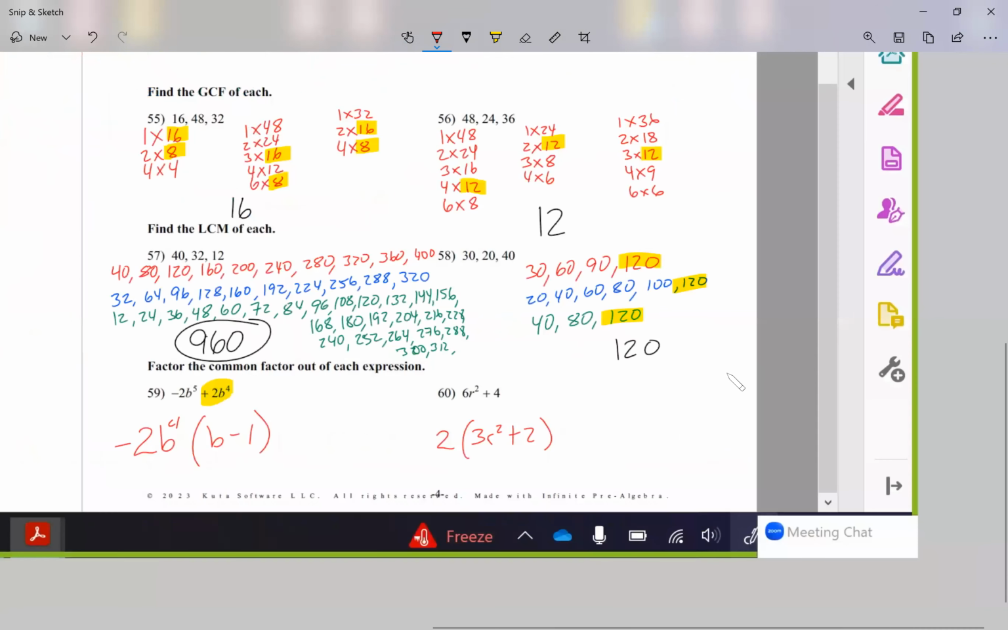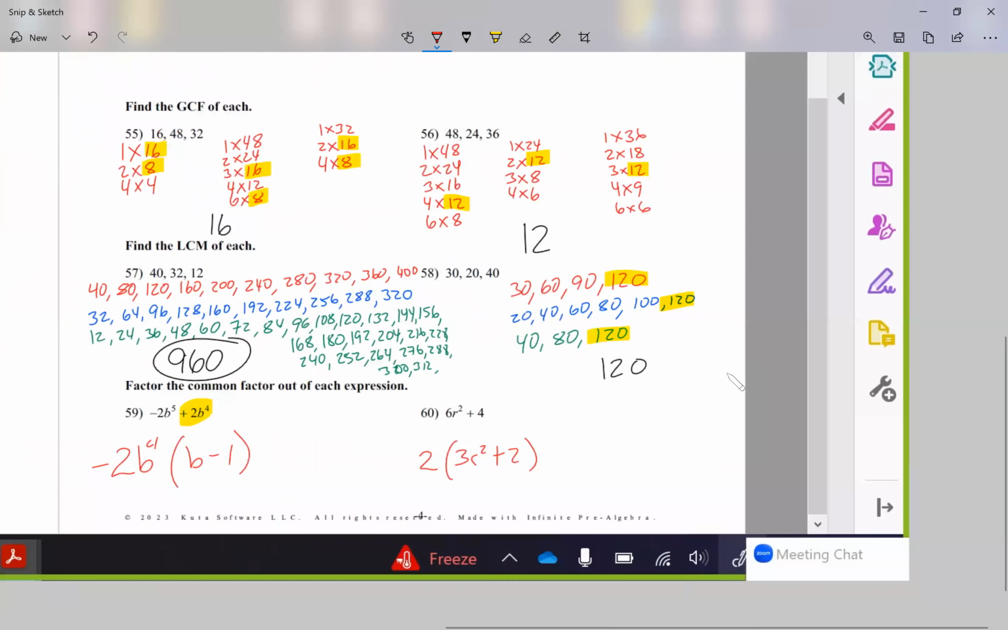All right, let me zoom out. That's basically what we did today.